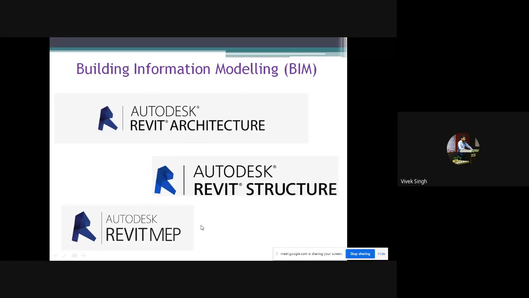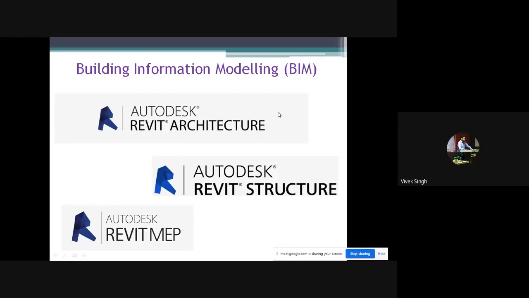Apart from that, we also have ArchiCAD. ArchiCAD, which was discussed in 3D modeling, can also be used for building information modeling. There also you can put information. So we have Revit architecture, Revit structure, Revit MEP, as well as ArchiCAD, which is from Graphisoft. All these 3 are from Autodesk, as you can see.